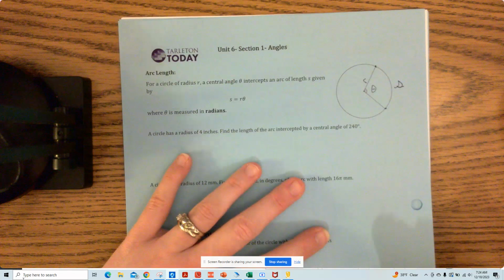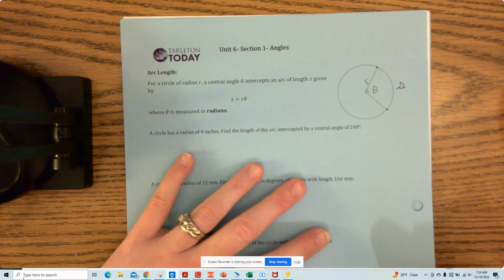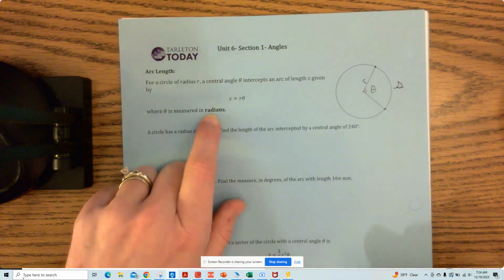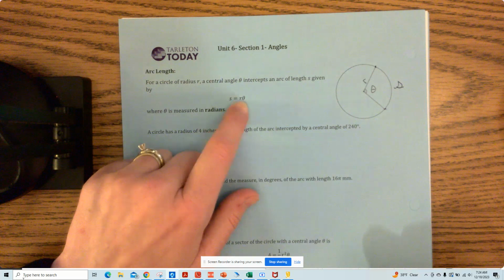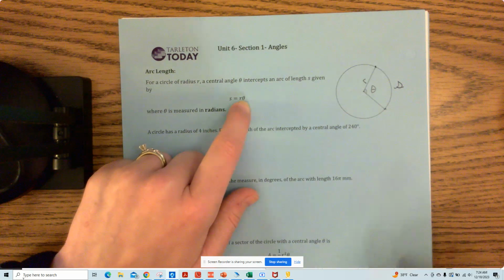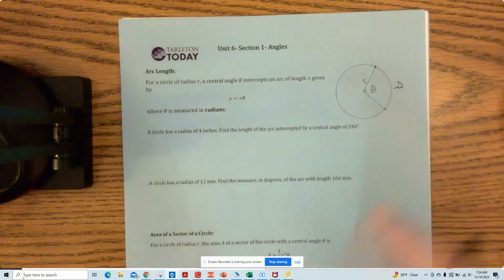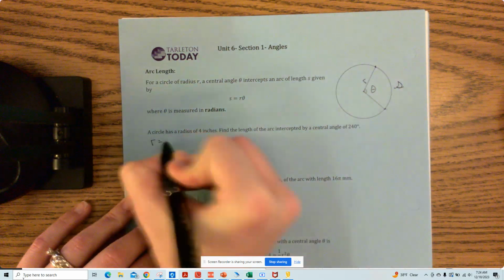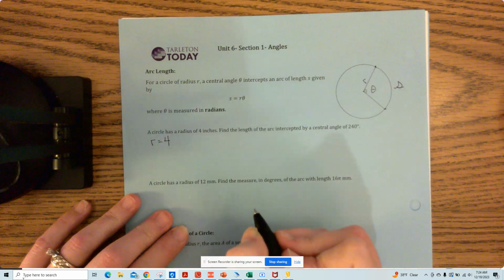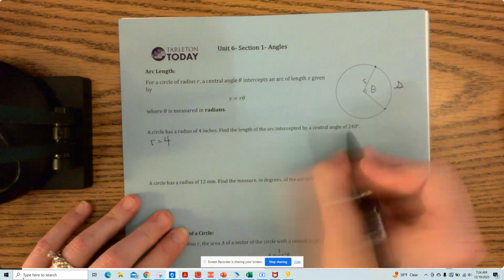A circle has a radius of 4 inches, where the angle is measured in radians. Okay, and then we can use this. The arc length is going to equal the radius times the angle measure, again, in radians. So a circle has a radius of 4 inches, so r equals 4. Find the length of the arc intercepted by a central angle of 240 degrees.